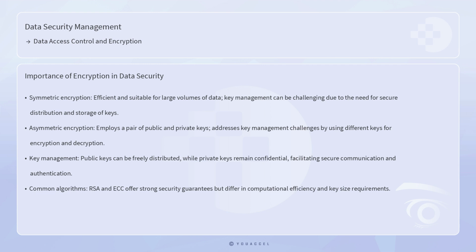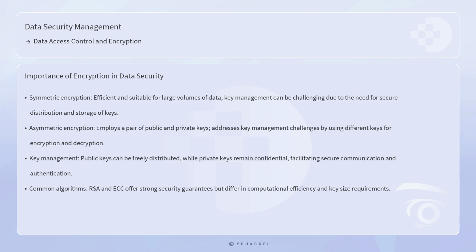Encryption plays a crucial role in protecting data during transmission and storage. Symmetric encryption, where the same key is used for both encryption and decryption, is efficient and suitable for large volumes of data. However, key management can be challenging, as the secure distribution and storage of keys are critical to maintaining security. Asymmetric encryption, employing a pair of public and private keys, addresses some of these challenges by using different keys for encryption and decryption. Public keys can be freely distributed, while private keys remain confidential, facilitating secure communication and authentication.